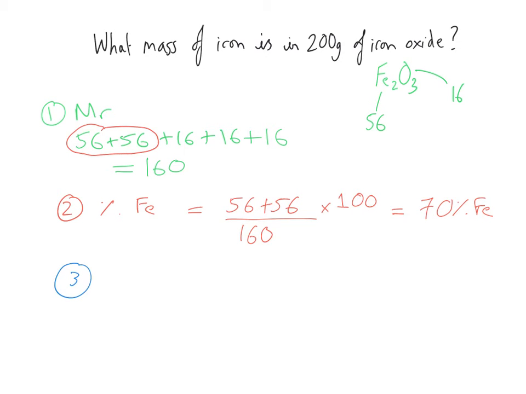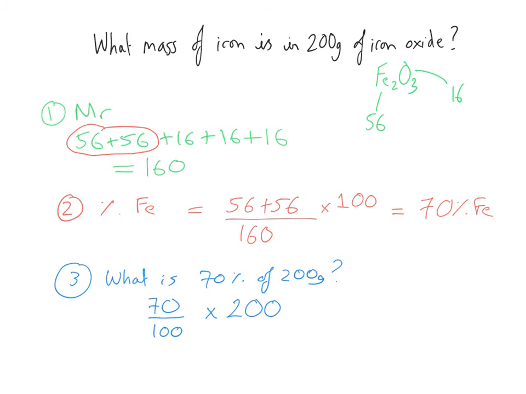Now that we know that, we are basically asking ourselves, if iron oxide is 70% iron, what is 70% of 200 grams? That's the final part of this problem. And so when you're working with percentages, you can write percentages as fractions. So 70% you would write as 70 over 100. So that's 70% as a fraction. And so 70% of anything is 70 divided by 100 multiplied by whatever that thing is that you're trying to find 70% of. So we're trying to find 70% of 200 grams. And so 70 over 100 times by 200 is 140 grams.